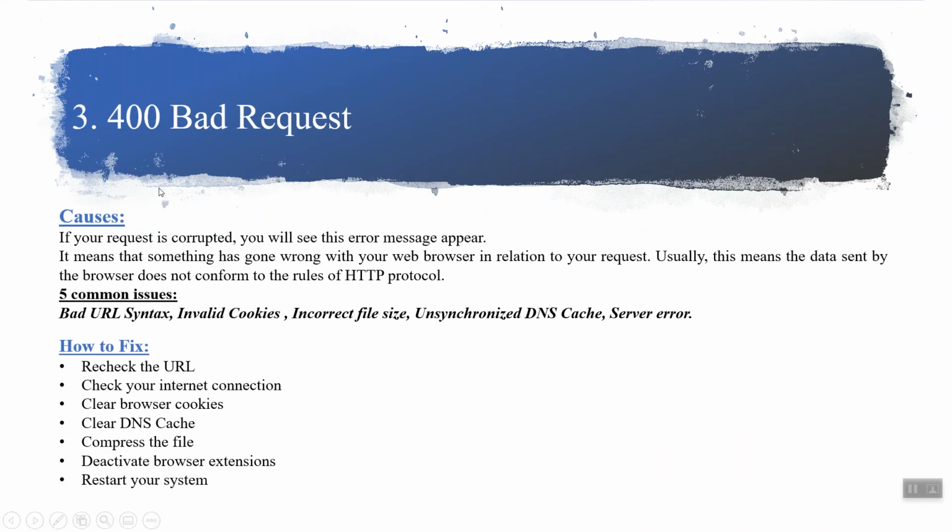The third error is 400 bad request. As the name suggests, this is the case when you have a request which is corrupted, you will see this error message. Also, it means that something has gone wrong with your web browser in relation to your request. So it is giving this bad request error. Usually this means the data sent by the browser does not conform to the rules of the HTTP protocol. There are some five common issues with this request.